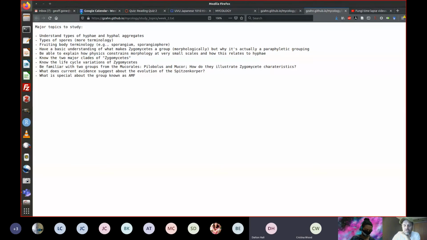Do we have anything in between now and next class? Just work on growing your zygomycetes and add your water to the Chytrid trap. Okay, cool. So you can upload photos when you're ready to Canvas.